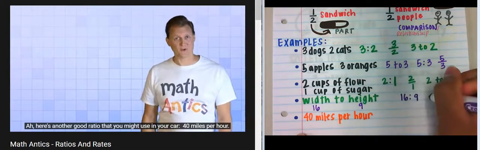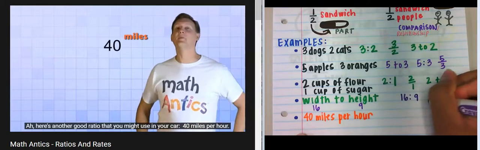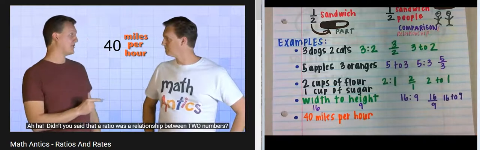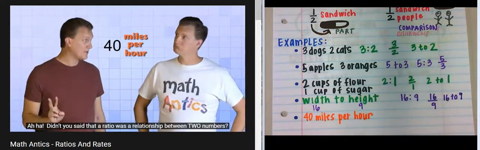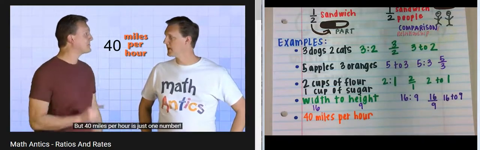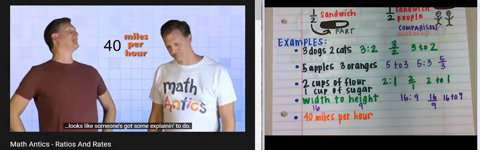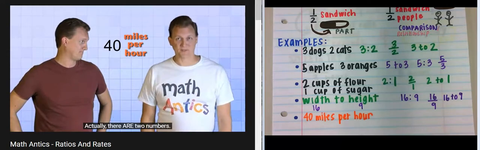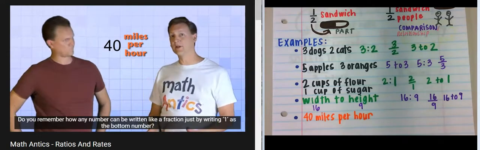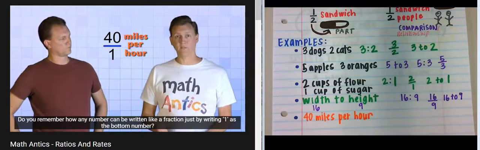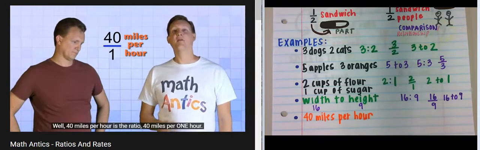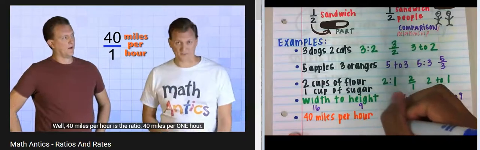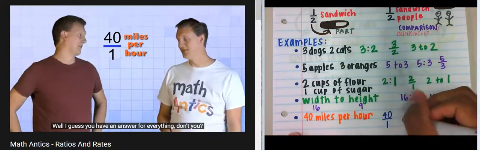Here's another good ratio that you might use in your car. 40 miles per hour. Aha! Didn't you say that a ratio was a relationship between 2 numbers? But 40 miles per hour is just 1 number. Looks like someone's got some explaining to do. Actually, there are 2 numbers. Do you remember how any number can be written like a fraction just by writing 1 as the bottom number? Well, 40 miles per hour is the ratio 40 miles per 1 hour. Well, I guess you have an answer for everything, don't you?